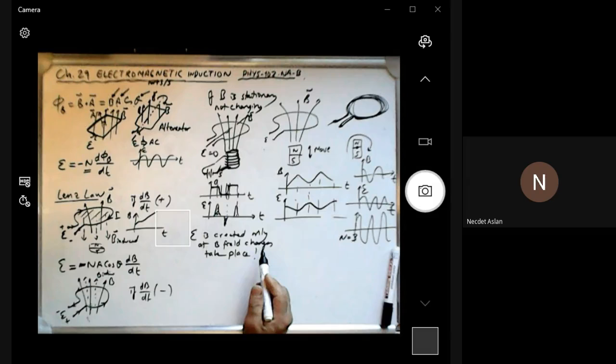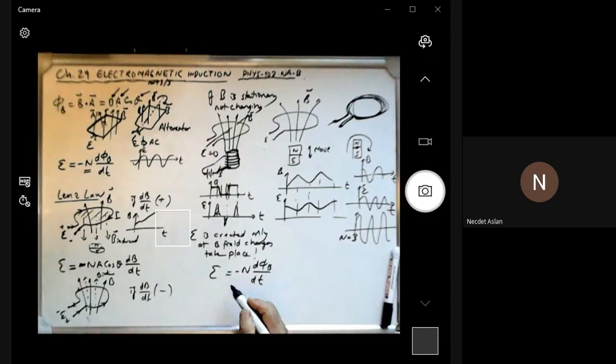As I told you earlier, the electric field is really not taught independently from the magnetic field. Okay, so we had seen this. I showed you that we can also write this: epsilon is equal to minus N d phi B over dt, which is our expression.